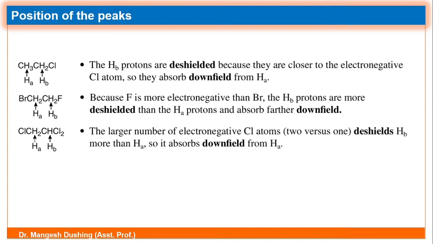So if electronegative atoms are there, electron withdrawing inductive effect or electron withdrawing resonance effect are there, then those protons absorb at downfield towards the left hand side. If there is no such effect, or if there is a plus I effect or plus R effect, then those protons move towards the upfield, towards the right hand side.